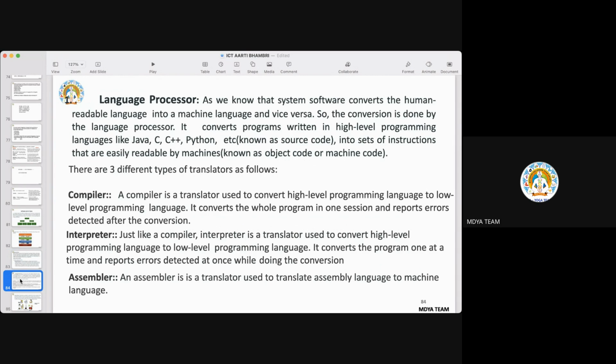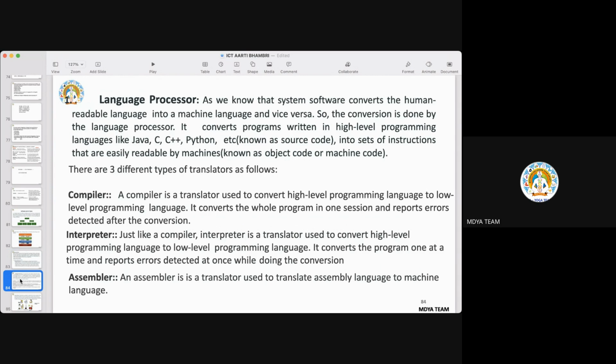Now, language processor. So we have to interact with the machine, right? So we need some set of instructions, or you can say some system software which converts the human readable language into the machine language. Machine language is always in the combination of zeros and ones, and vice versa. Means you have to have an output not in the language which is understood by a machine, but something which you can understand. So there should be some converter from the human readable language into machine language, and machine language to something which can be understood by the human. So the conversion is done by a language processor.